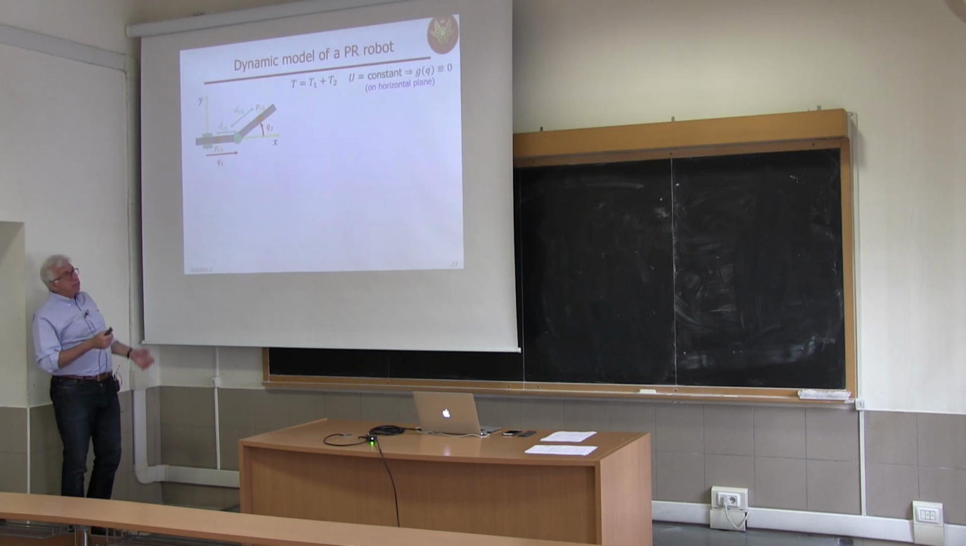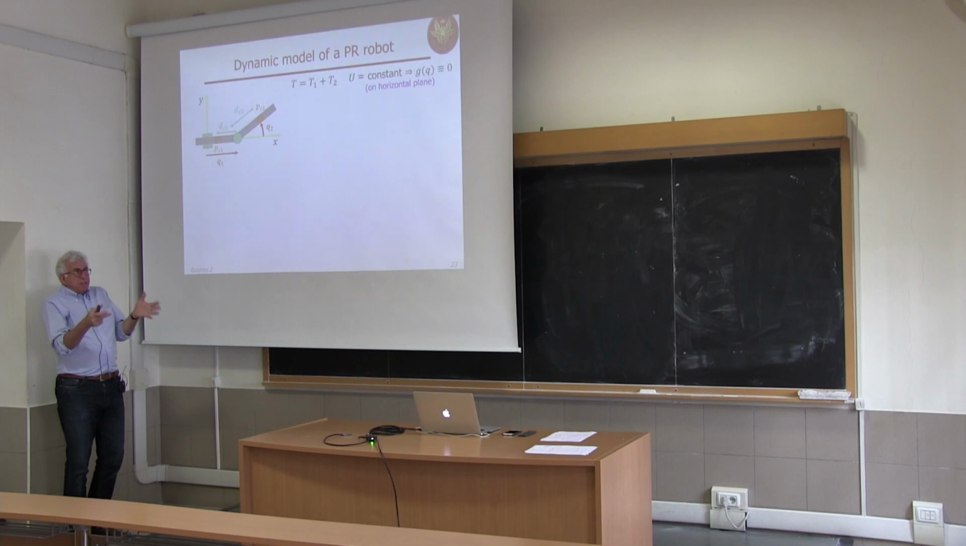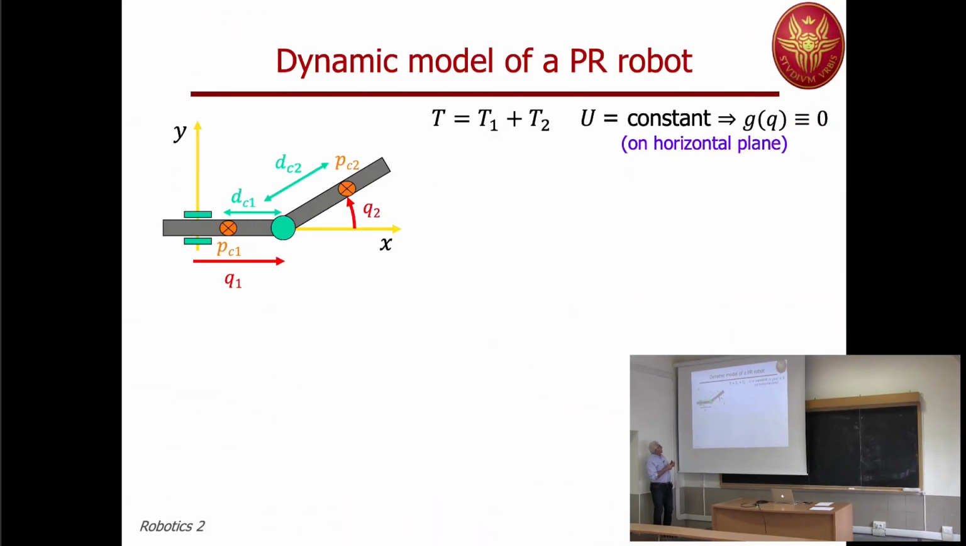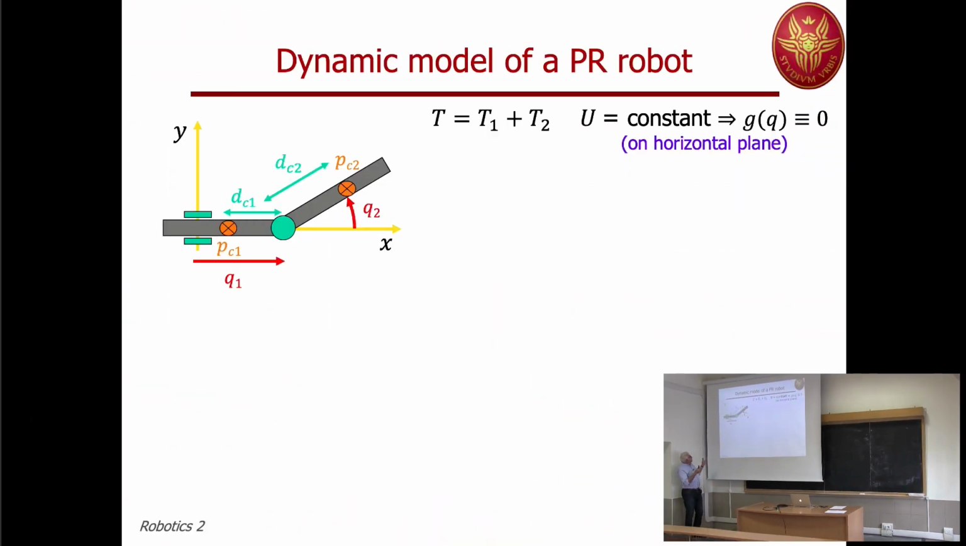Now, the centers of mass are constant in the link, the positions are constant, but of course their position with respect to the absolute frame xy will change while q1 and q2 are changing. So let's call dc2 the distance of the center of mass of the second link from the joint axis 2, and we'll see that this is convenient. Let's call dc1 the distance between the center of mass and the position of the joint 2. Of course, the center of mass will move according to q1 and will be just offset by the constant dc1 with respect to the position of the joint axis 2.